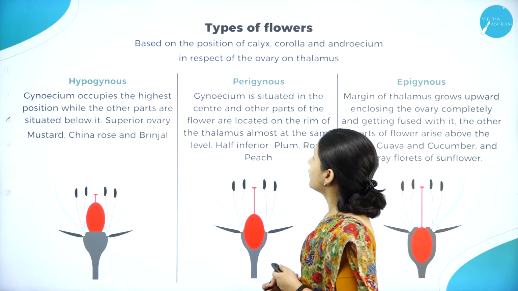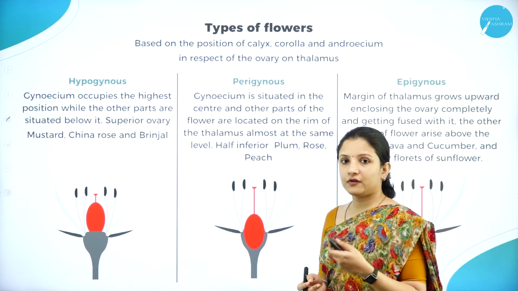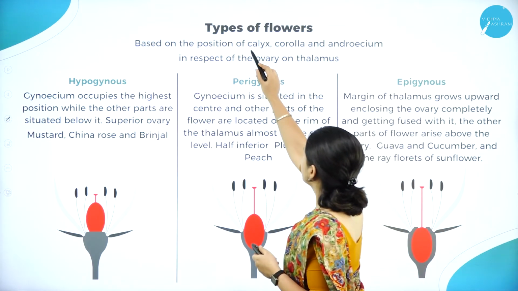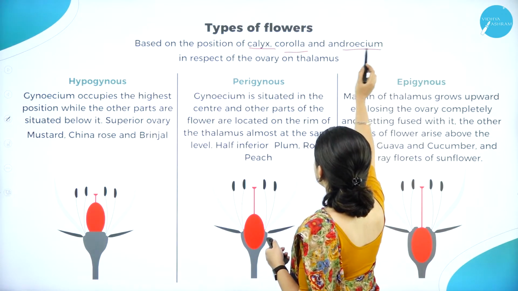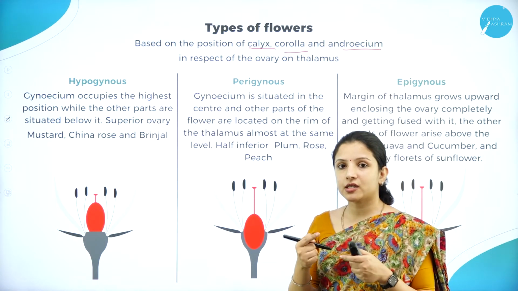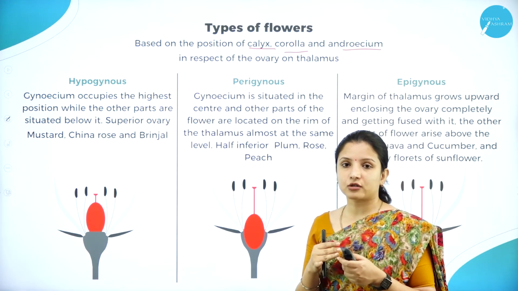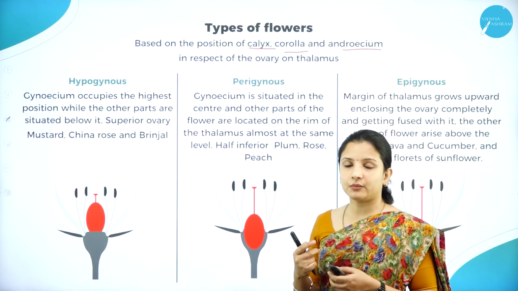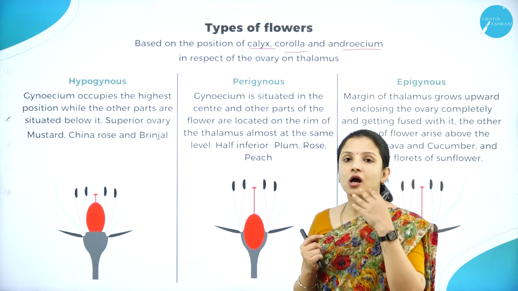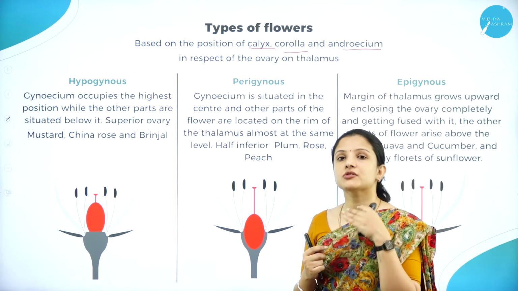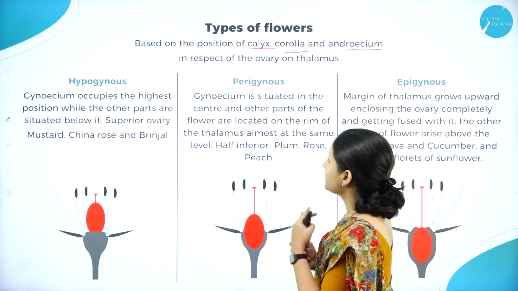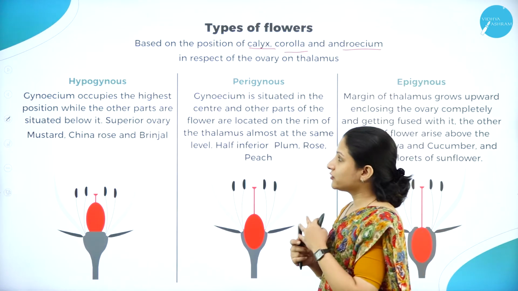Next, moving on to the classification of flowers based on the position of the calyx, the corolla and the androecium. What is the androecium? It is the male reproductive part of the flower, which is nothing but the stamens. Based on how the sepals, that is the calyx, the petals, that is the corolla, and the androecium, that is the stamens, are arranged, the flowers are classified into three types.